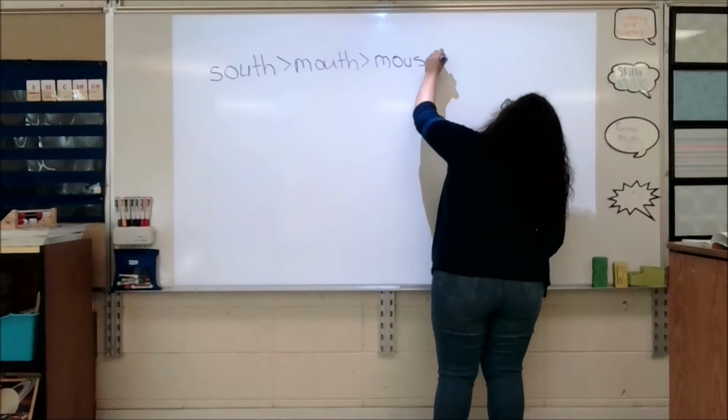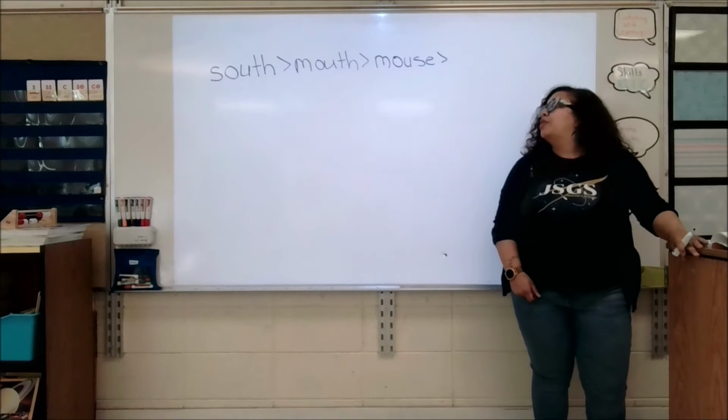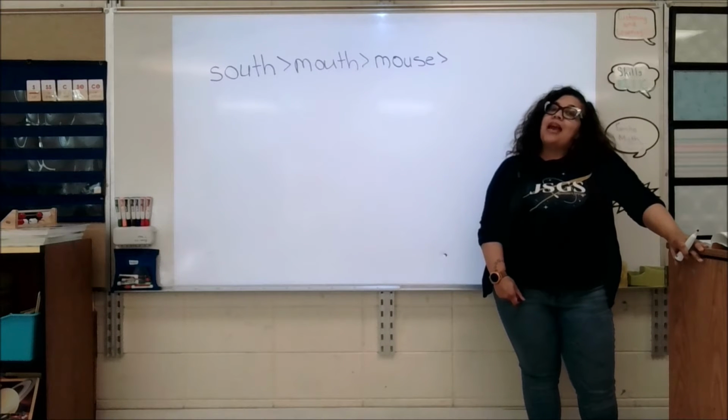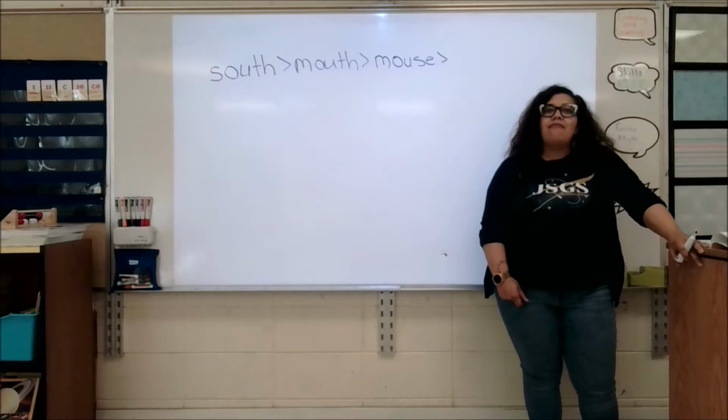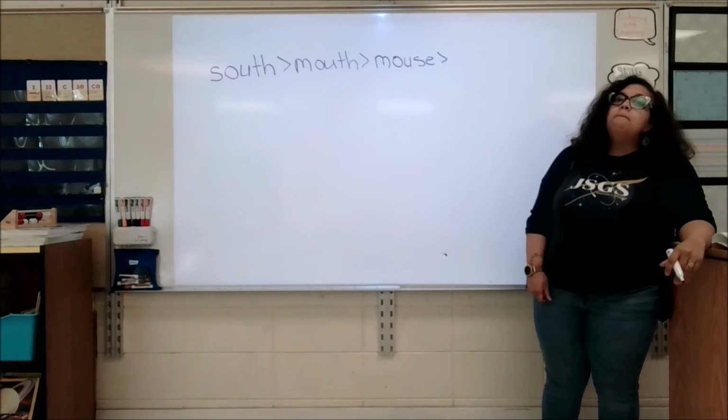Mouse. And here we see the S-E spelling, which we noted last week. We typically see it after vowel teams. After the vowel team, OU is one of them. And this one here, moose.